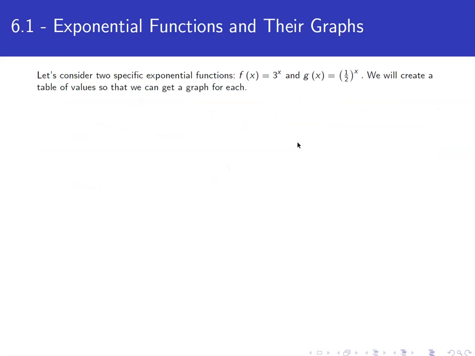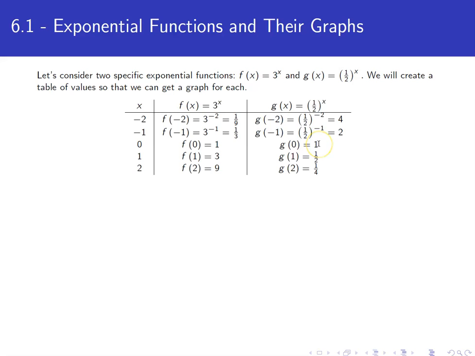Let's look at a couple specific exponential functions and see what their graph looks like. Since this is our first exposure to exponential functions, our only real recourse for figuring out a graph is to pick some values for x, get some values out for f of x, and play connect the dots. So let's do that for both of these functions at the same time. Let's just choose x equal to -2, -1, 0, 1, and 2.